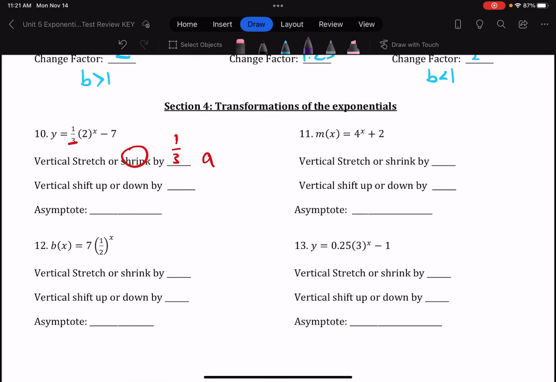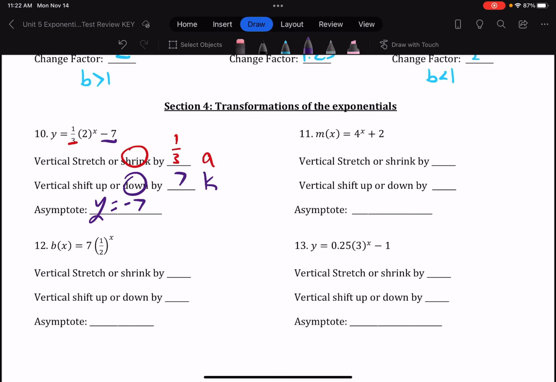We are then asked about our shift up or down. This is our K value, which is our horizontal asymptote. My K value in this case is -7, so I'm going to shift down by 7, and I'll have an asymptote at y equals -7.